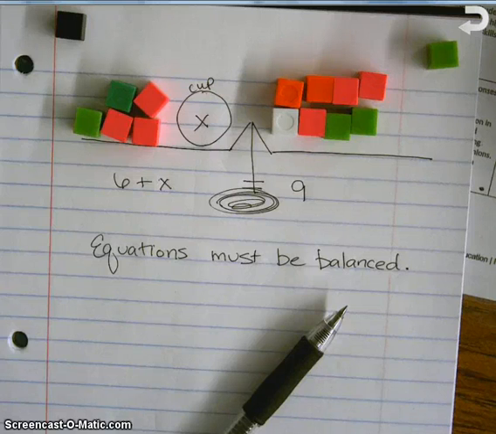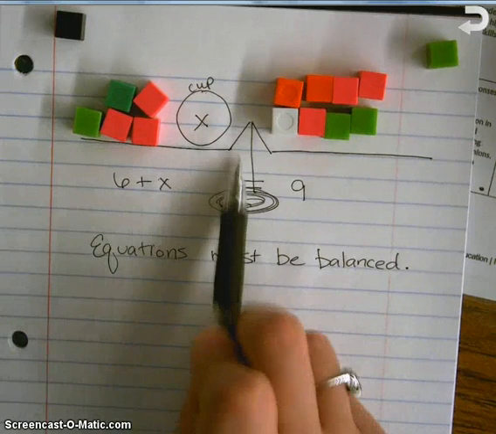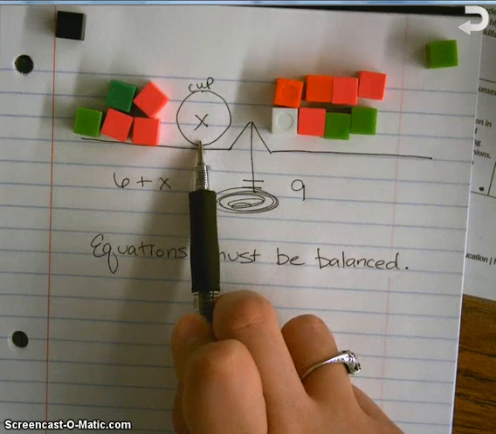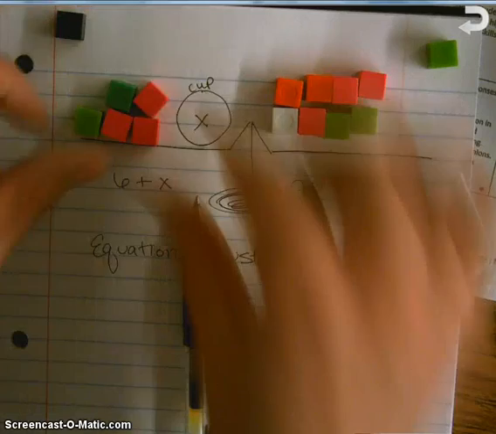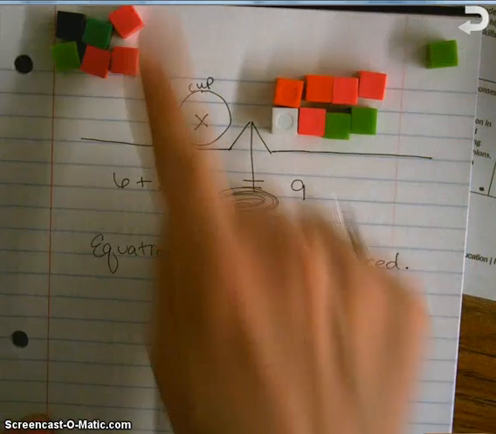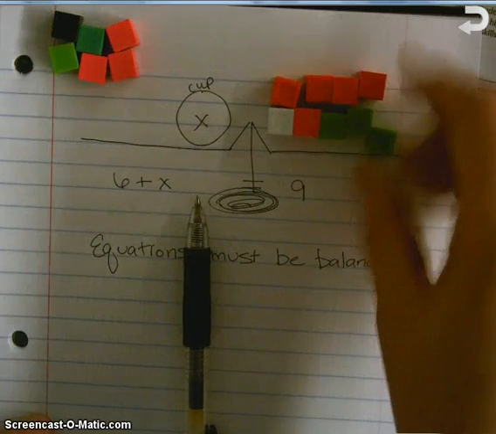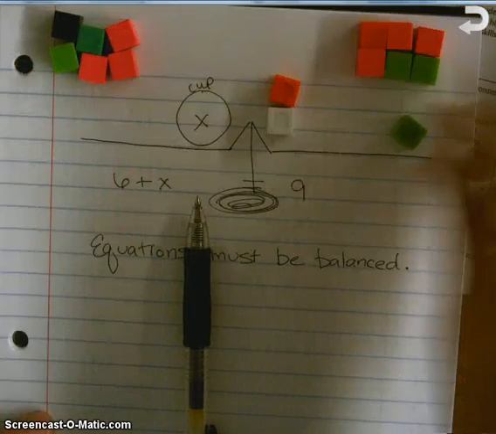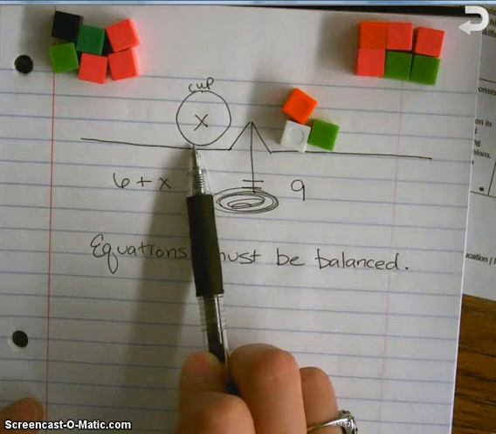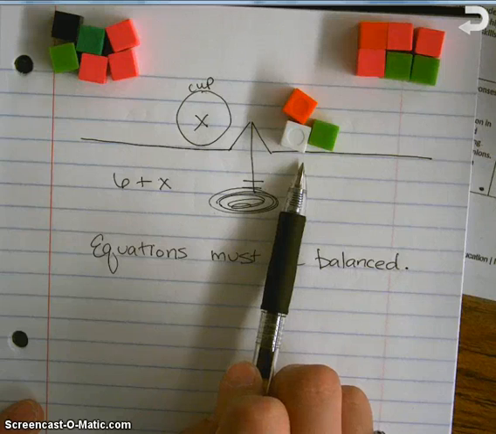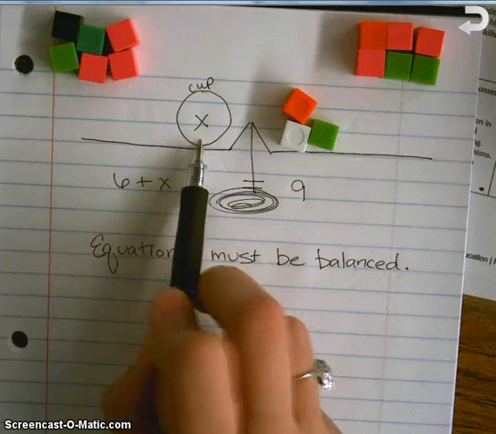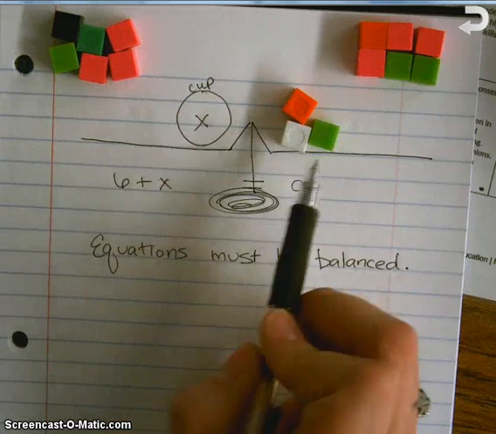So I'm trying to figure out how to get the cup all by itself, because I have to figure out how much the x weighs. So if I took away all 6 of these, then my cup would be by itself. So if I took away 6 on this side, I need to take away a total of 6 on the right side as well. So now I have remaining 1 cup and 3 cubes. So after taking the 6 away, I have x is equal to the same weight of 3 cubes.